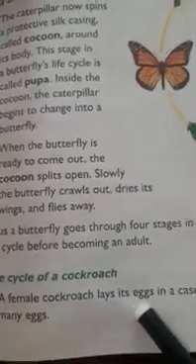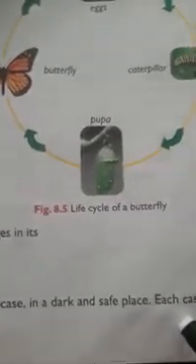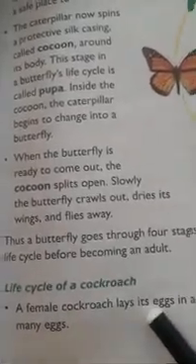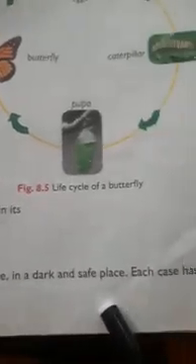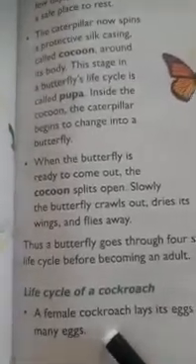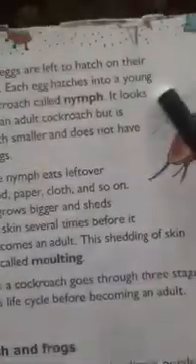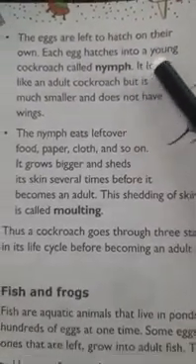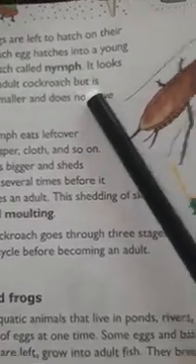A female cockroach lays its eggs in a case in a dark and safe place. Each case has many eggs. Case means like a covering, like a shell. The eggs are left to hatch on their own, which means to develop on their own. Each egg hatches into a young cockroach called a nymph.